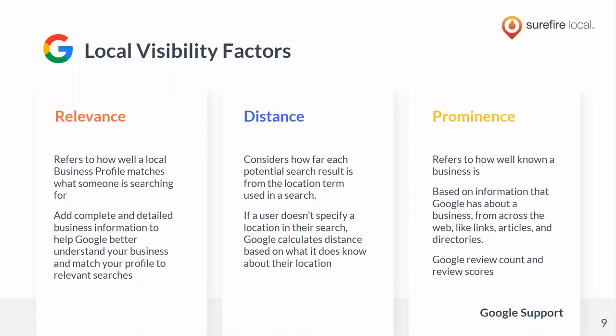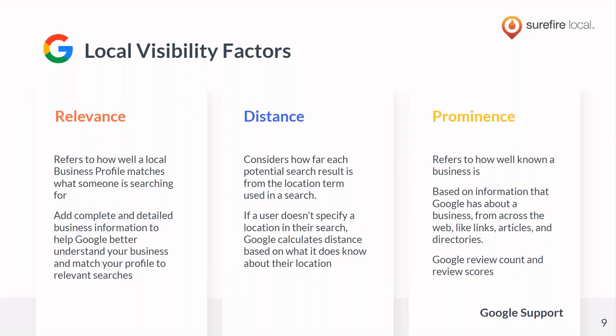All right, so we know that our phones are tracking us. You're pulling up your Google Maps and it's detecting your location. If the user doesn't specify a location in their search, Google calculates distance based on what it does know about their location. So it's not just your direct GPS tracking. There are so many other factors that your phone is using to determine where you are, and that can directly influence how your business is showing up within their distance search.